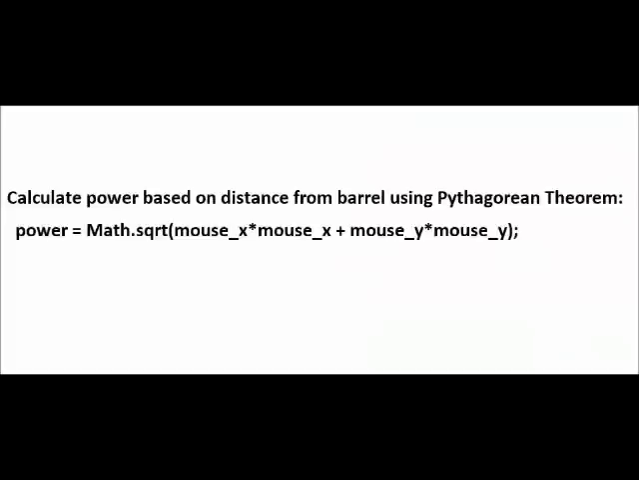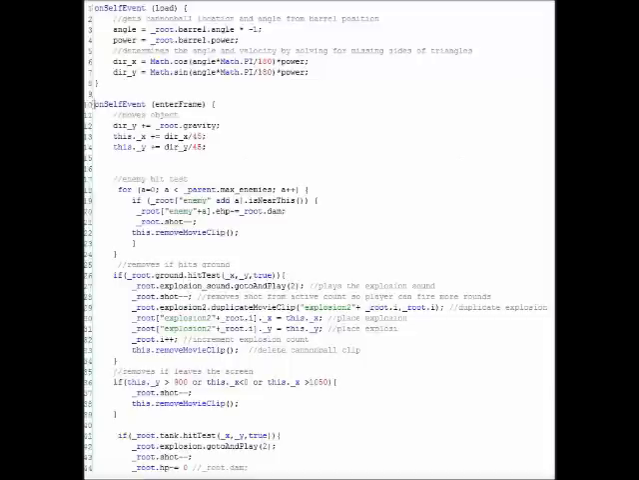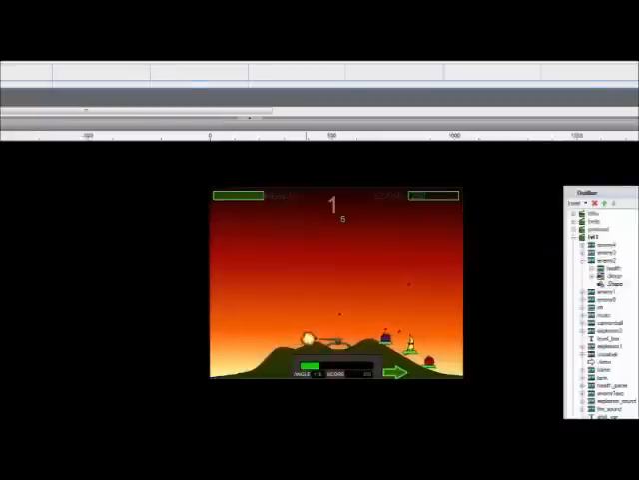Now this is all really neat, but we need to put this into the game. So this is the actual code that makes this happen. The power of the player's shot is calculated by getting the square root of multiplying x times x and y times y. And when you couple that little calculation with a few thousand additional lines, you'll eventually have yourself a game that looks a little something like this.